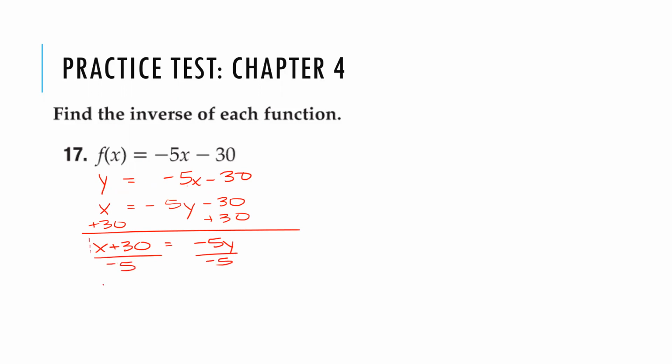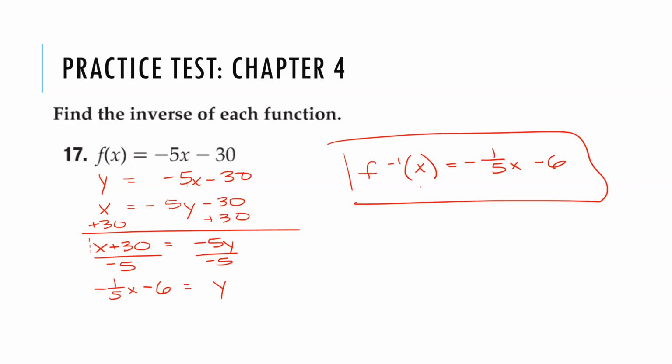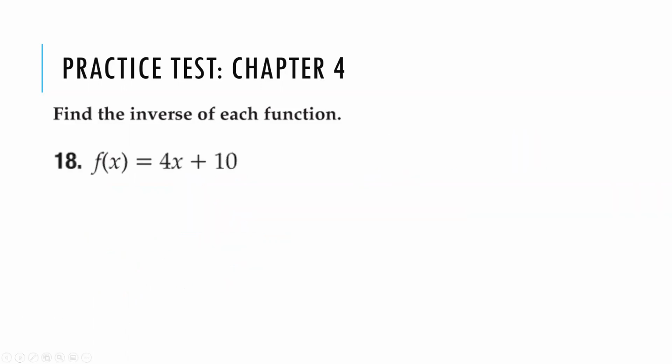Recalling there's a 1 in front of that x. So that's -1/5 x, and 30 divided by -5 is -6 equals y. And then we want to rewrite that as the inverse of f of x equals -1/5 x minus 6. Okay. All right. And then number 18, same thing.